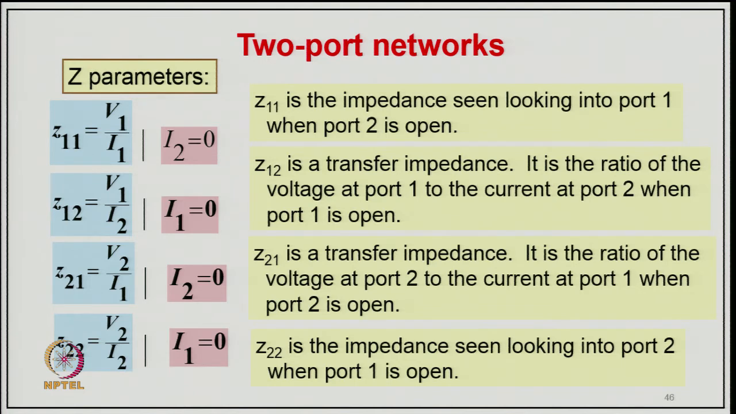So, all four 2-port parameters, the impedance parameters Z11, Z12, Z21 and Z22, are defined in this manner, and for an existing network you can also find them by making measurements, exciting it in this manner.